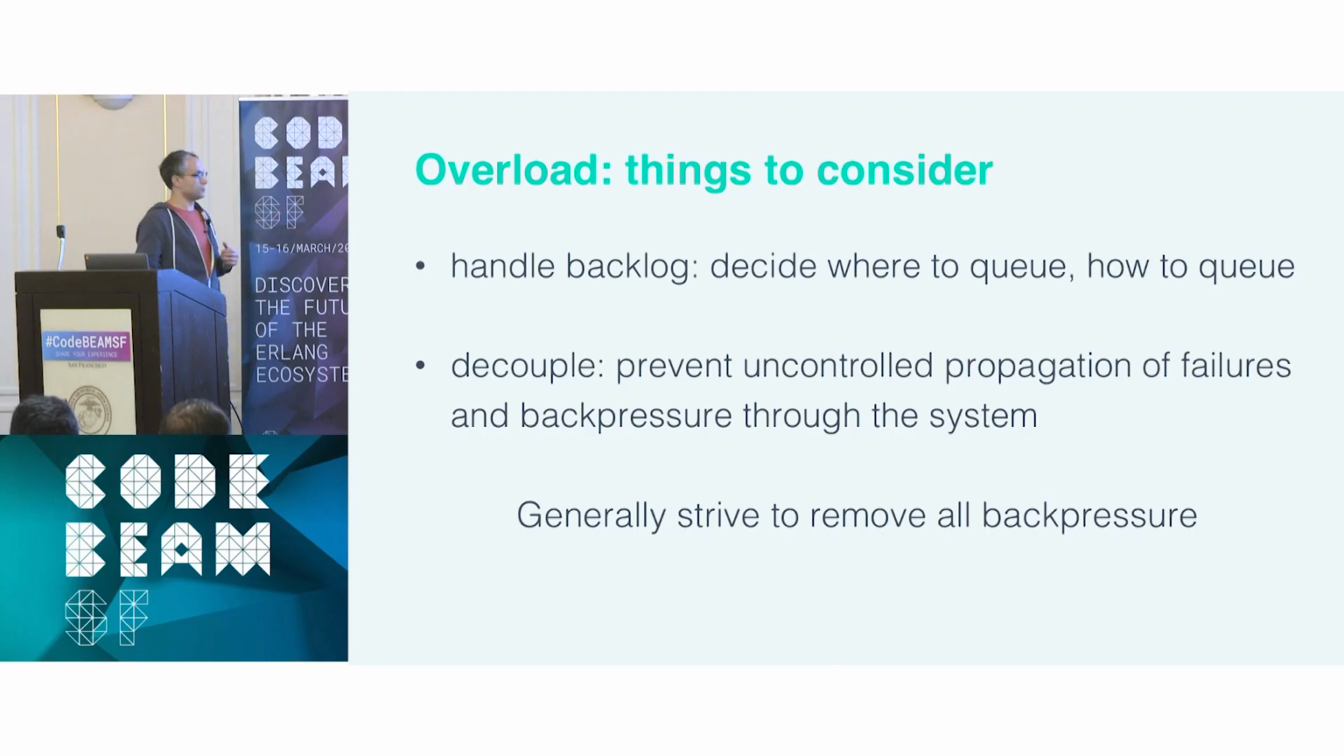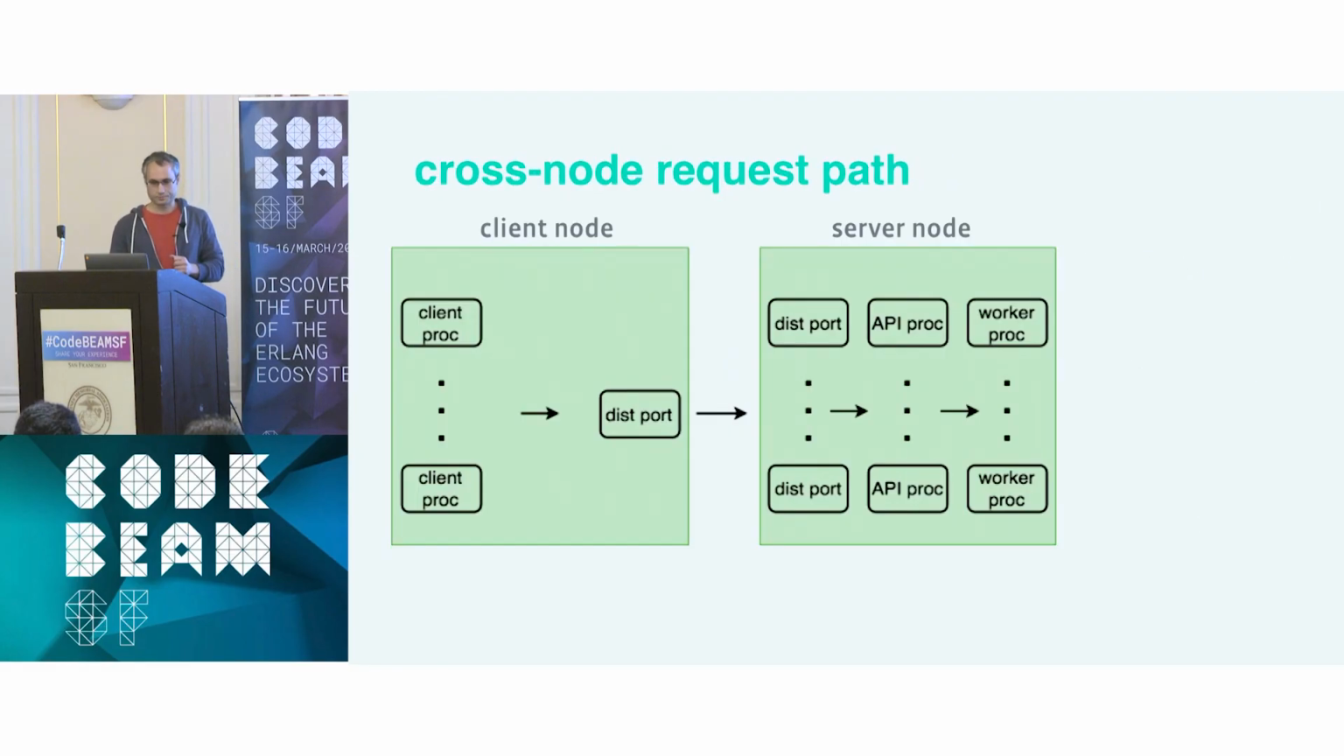Generally, there are two ways to think about it. First of all, any type of overload manifests itself in the backlog, which in the Erlang realm means queues. And the other one is obvious: we need to prevent cascading failures, prevent slowness in one place from being propagated through the system. So this is a very general statement about how we approach it. We try to remove all backpressure.